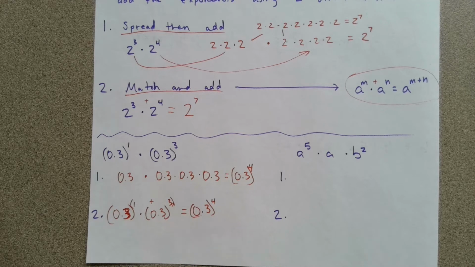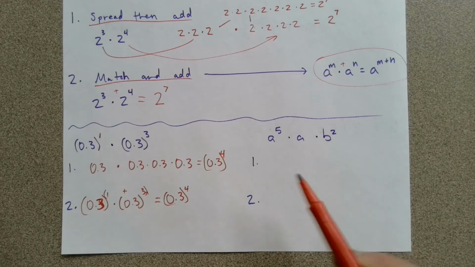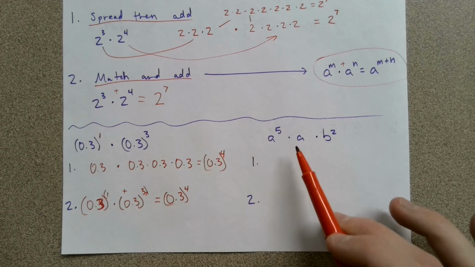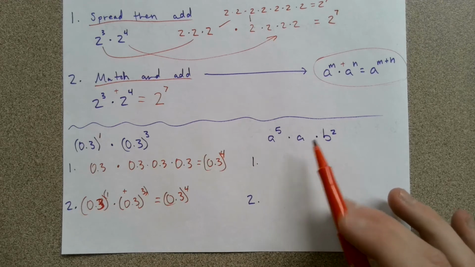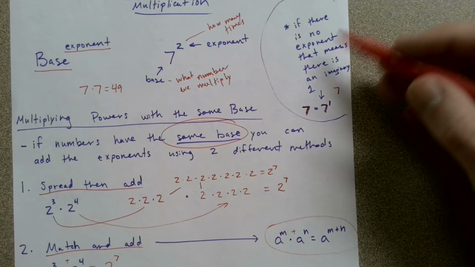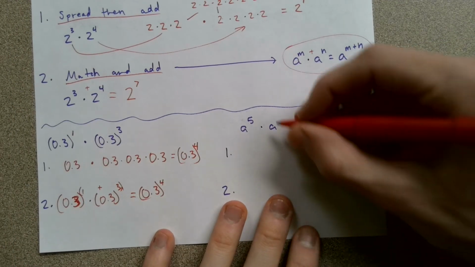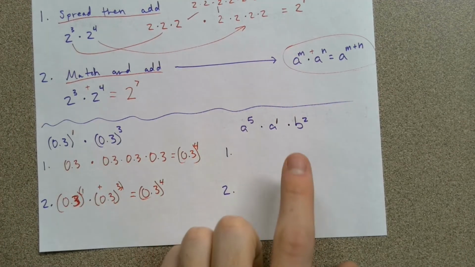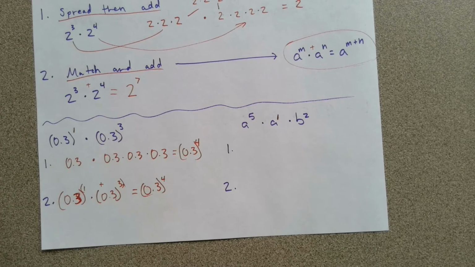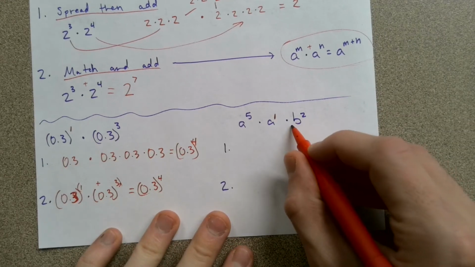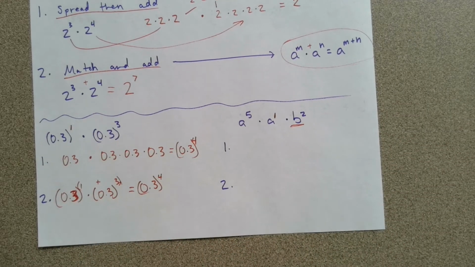Don't get caught up on this next one. We got to look at it right away. I noticed something. I have a to the fifth times a to the, what power would that be? Look at our special rule up here. If there's no exponent, that means there's an imaginary 1. Let's toss it in. Times b to the second. Uh-oh. This b right here, something's wrong with that. It is not the same base. We can't follow these multiplying rules.